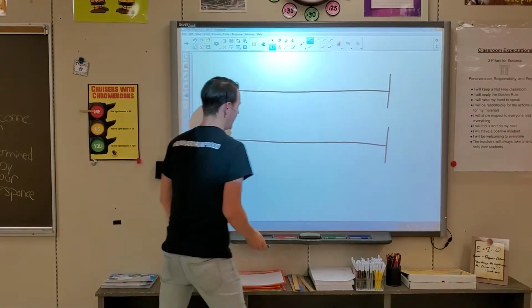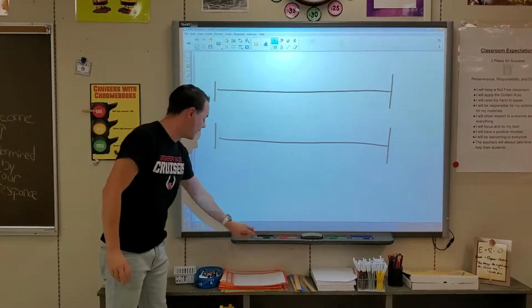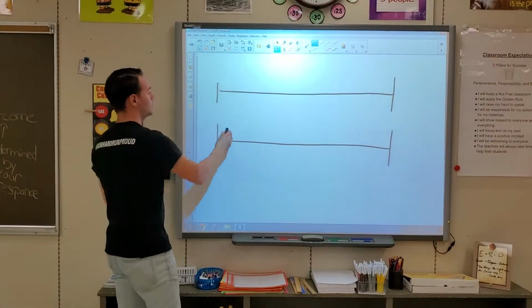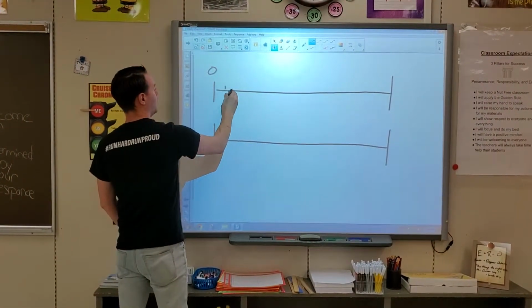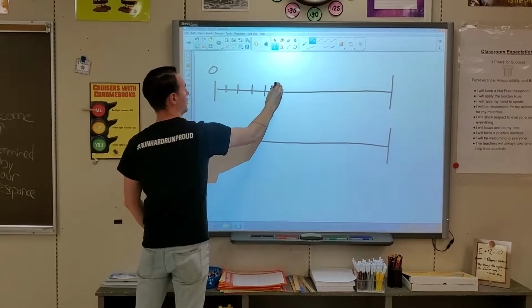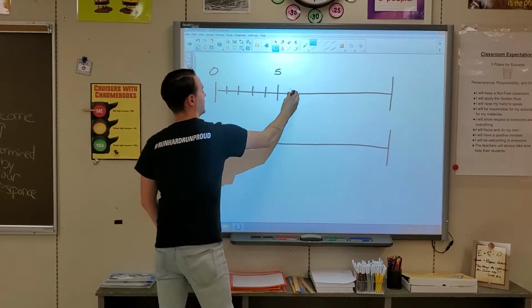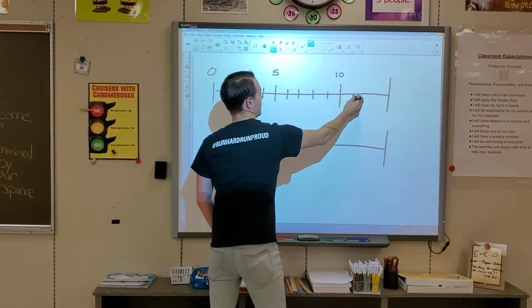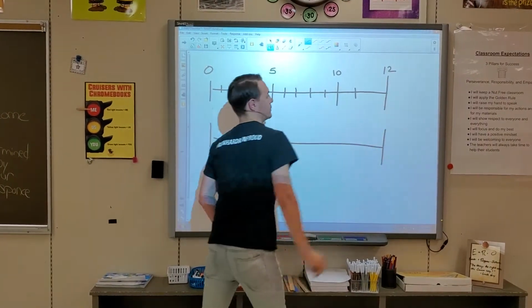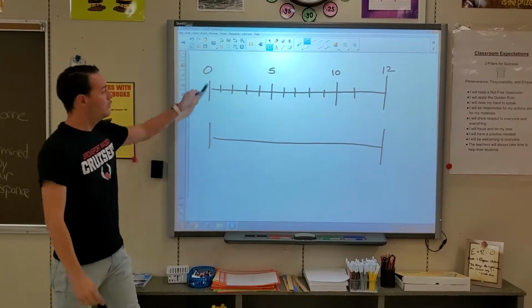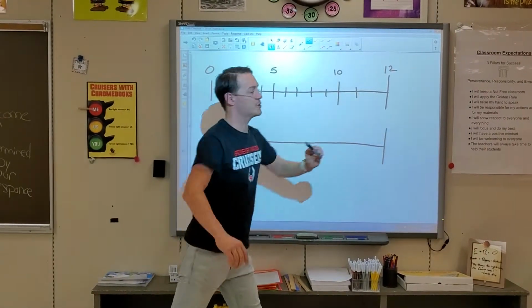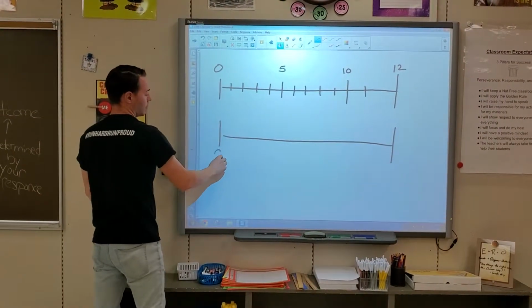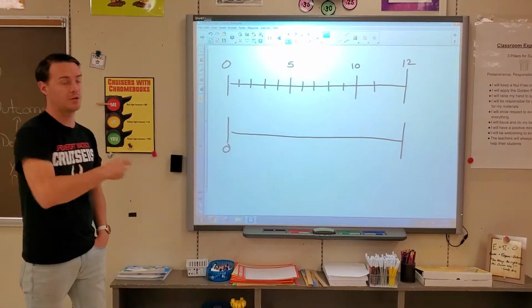All right, so my first number line, I know it's 5 out of 12, so I'm going to create a number line 5 out of 12. So this is 0, 1, 2, 3, 4, 5, 6, 7, 8, 9, 10, 11, and I'm going to make that 12, just so I know. So I can see 5 out of my 12. There's my number line. Now, I know 0 would be 0, because that just makes sense. 0 to 0.